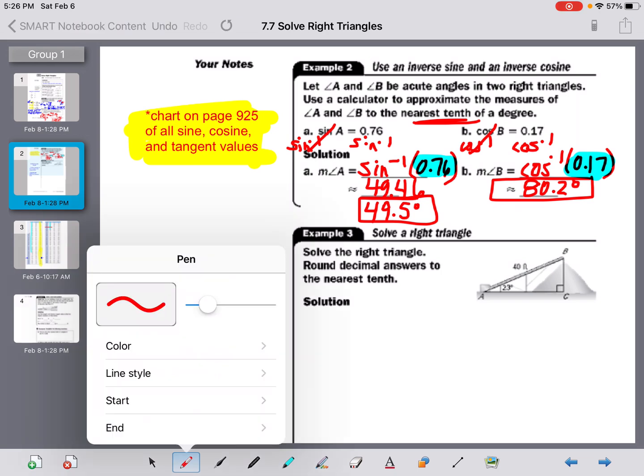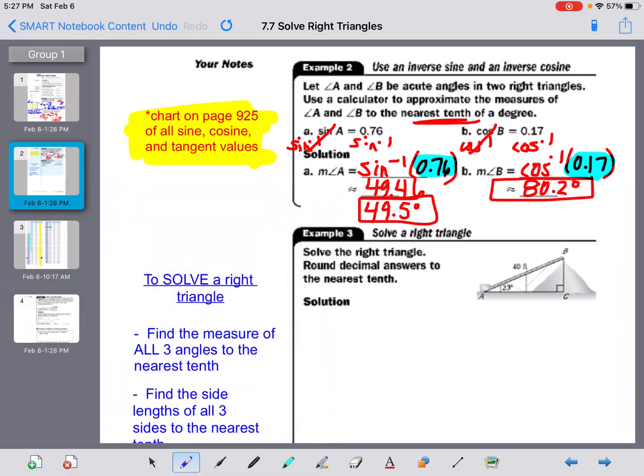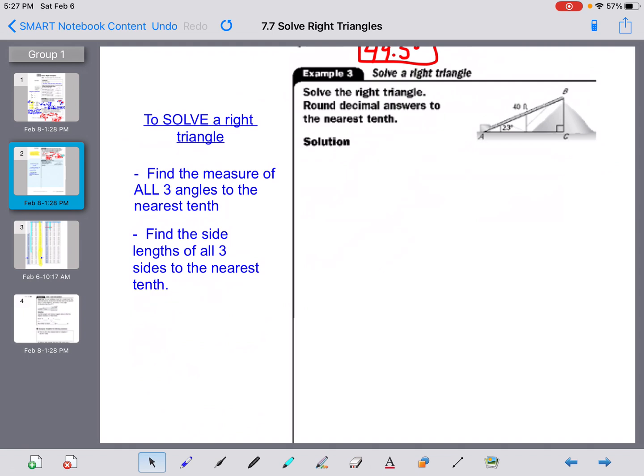Let's move on to our next example. And to be honest, I could give you 5 of these and it lets me know if you know the lesson or not, okay? So what we're doing here on example 3 is we're going to solve the triangle. I gave you a quick reminder in the margin. What does it mean to solve a triangle? Find the measure of all 3 angles to the nearest tenth. Find the side length of all 3 sides to the nearest tenth. That's the rule I'm giving you right now, nearest tenth. If I change it, I'll make sure I tell you. Okay, so that's our job right now.